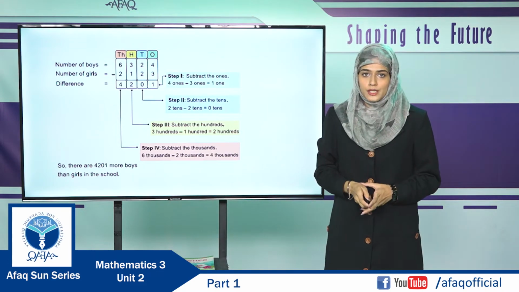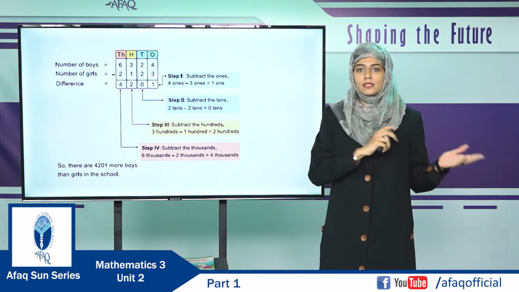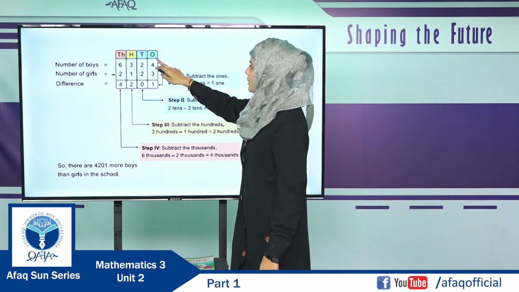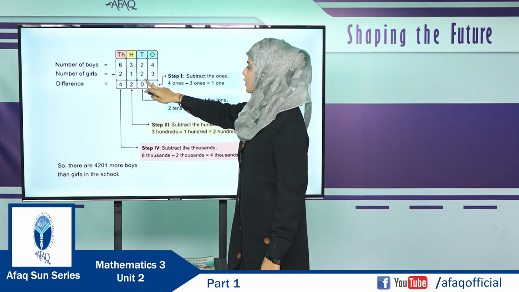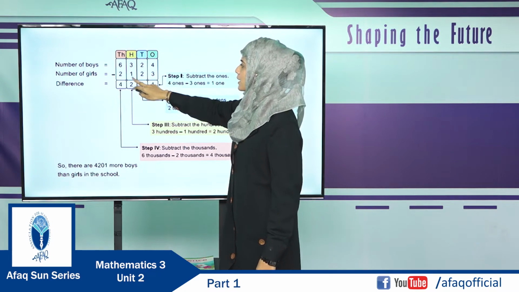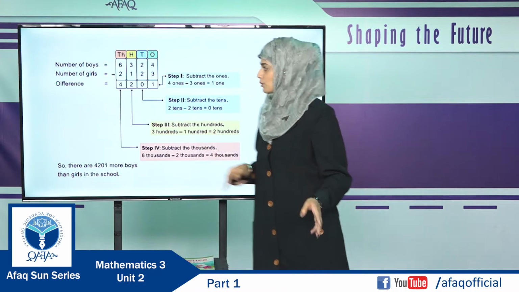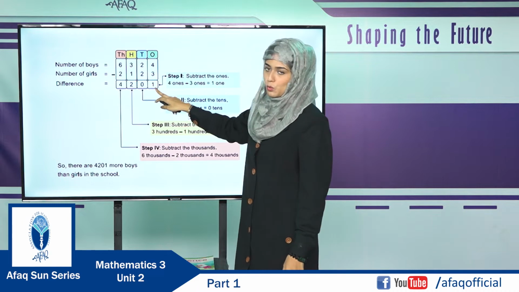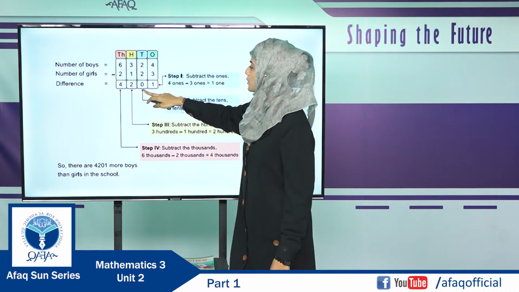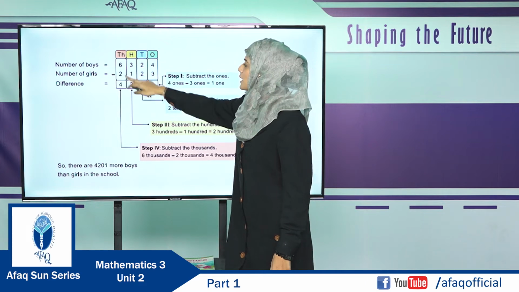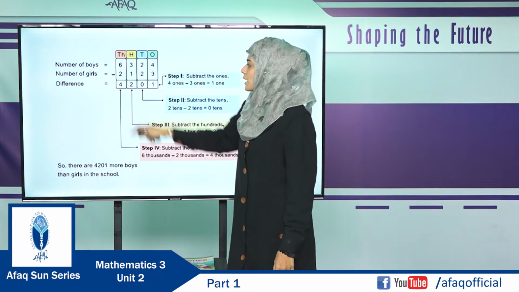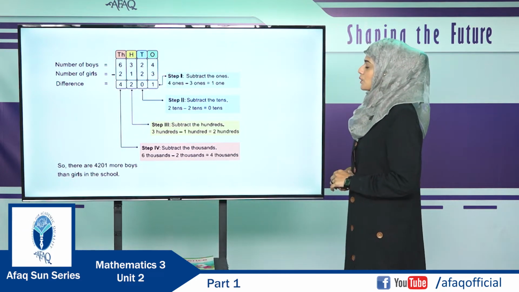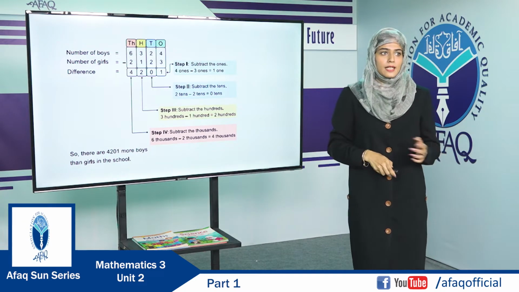There is a rule in subtraction. We are going to start from the right side. It means we are going to start from the ones. First we subtract ones, then we subtract tens from tens, then hundreds from hundreds, then thousands from thousands. So 4 minus 3 is equal to 1, 2 minus 2 is equal to 0, 3 minus 1 is equal to 2, 6 minus 2 is equal to 4. So here is the difference. There are 4,201 more boys than girls in the school.